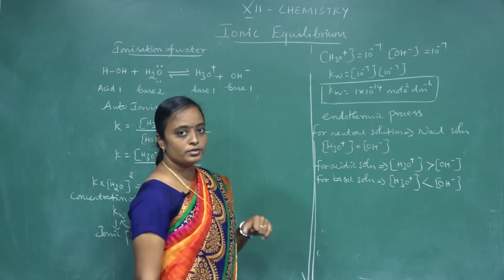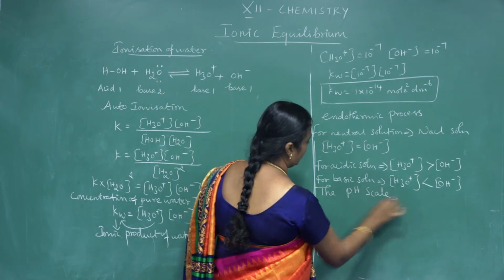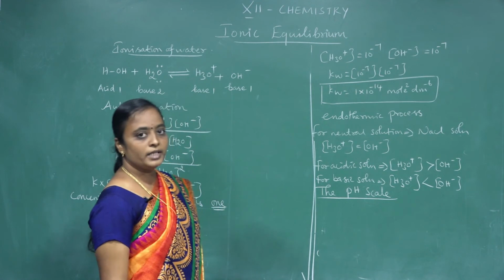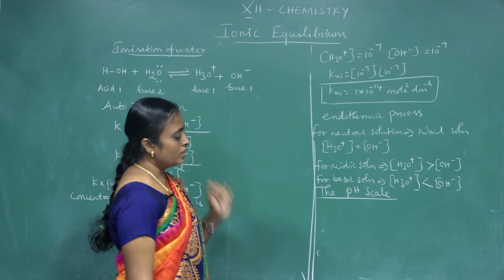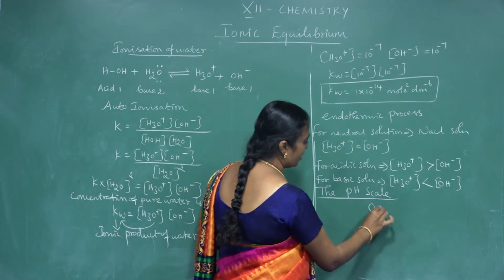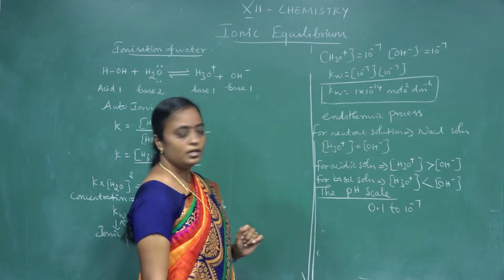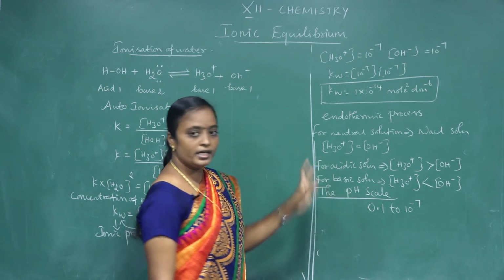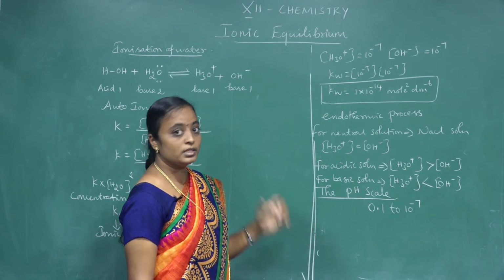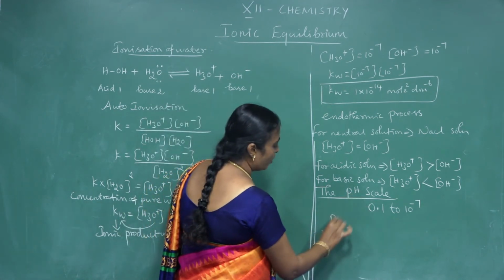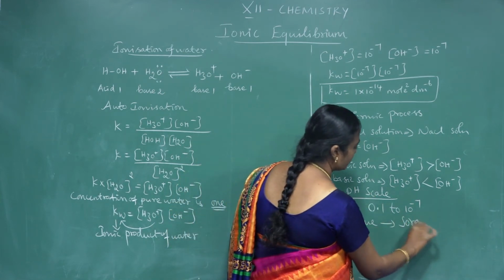And next we are going to see the pH scale. Okay, so usually the acid base concentration will be expressed in terms of a concentration term. So normally the concentration term will vary from 0.1 to 10 power minus 7 molar. Those concentrations will be very small, and those small concentrations can be expressed with one value, a logarithmic value, called the pH value, which was introduced by the scientist named Sorensen.